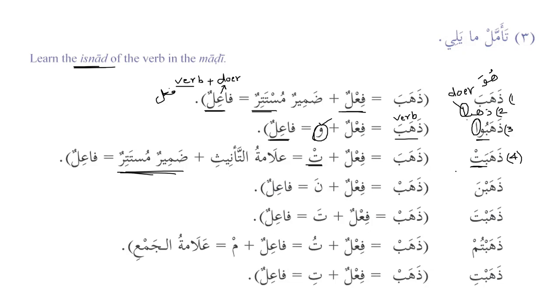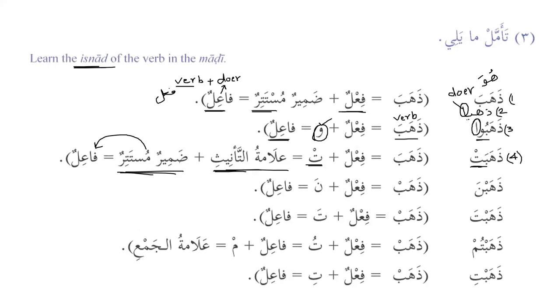So this ta is always sakin, and this is called alamatut ta'nith. Basically, ta'nith means feminine, so this is the sign of feminine. This ta is the ta of feminine, and the doer inside is mustatirun, meaning the fa'il is hidden inside it. Damirun mustatirun. So number 1 and number 4 have the doer that is inbuilt, that is hidden.